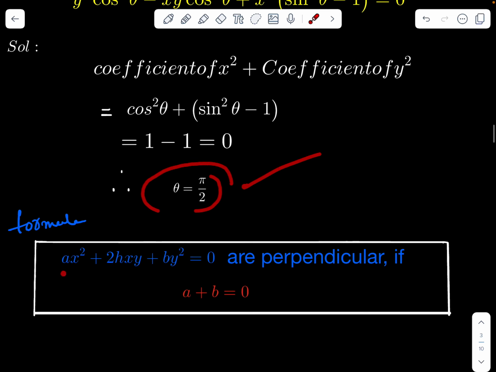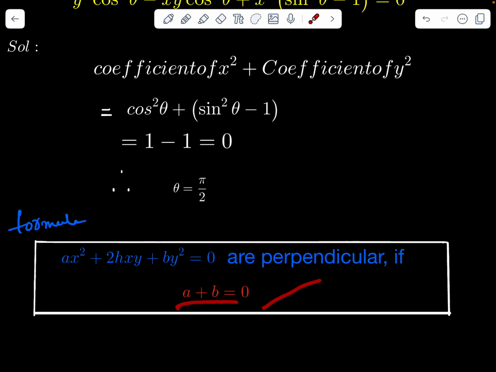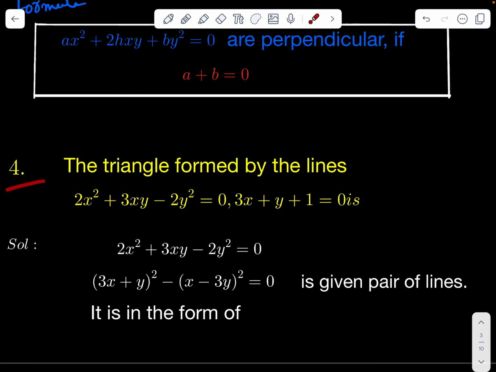The formula is ax² + 2hxy + by² = 0 represents perpendicular lines if a + b is equal to 0. Next, sum number 4. The triangle formed by the lines 2x² + 3xy − 2y² = 0 and 3x + y + 1 = 0 is.